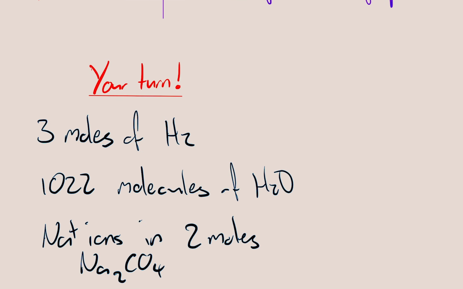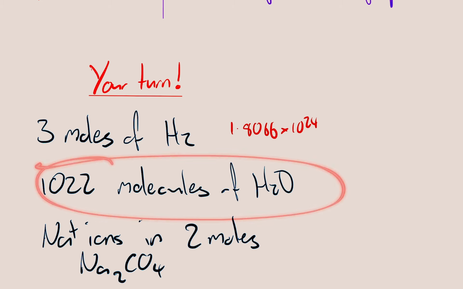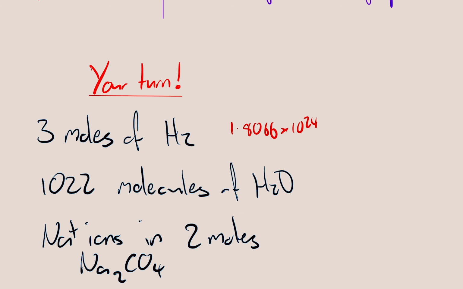Again, 3 moles of H2. All I need to do is multiply that by Avogadro's constant, my 6.022 times 10 to the 23, and I get to 1.8066 times 10 to the 24. Here, 10^22 molecules of H2. There, I just need to divide by my Avogadro's constant, 6.022 times 10 to the 23. And there I get to 1.697 times 10 to the minus 21.